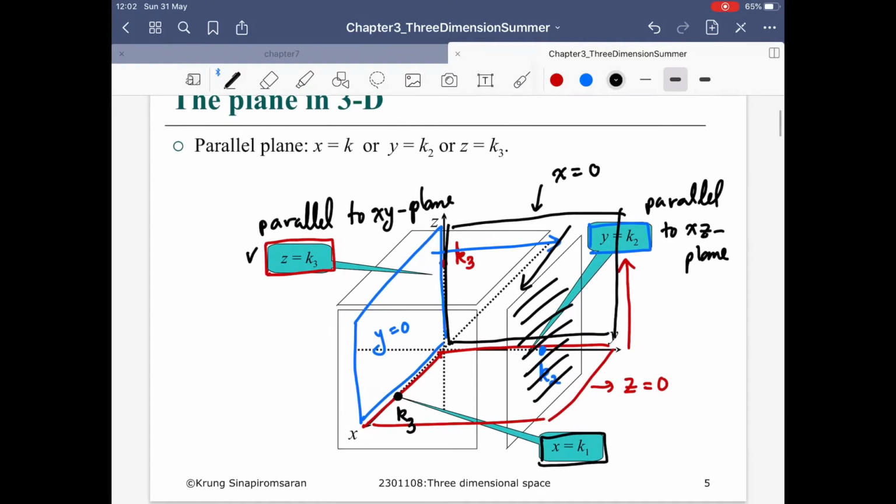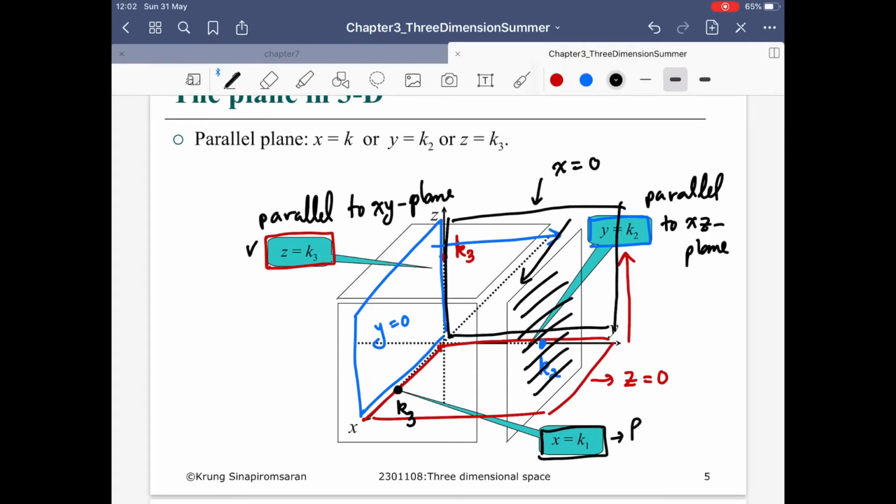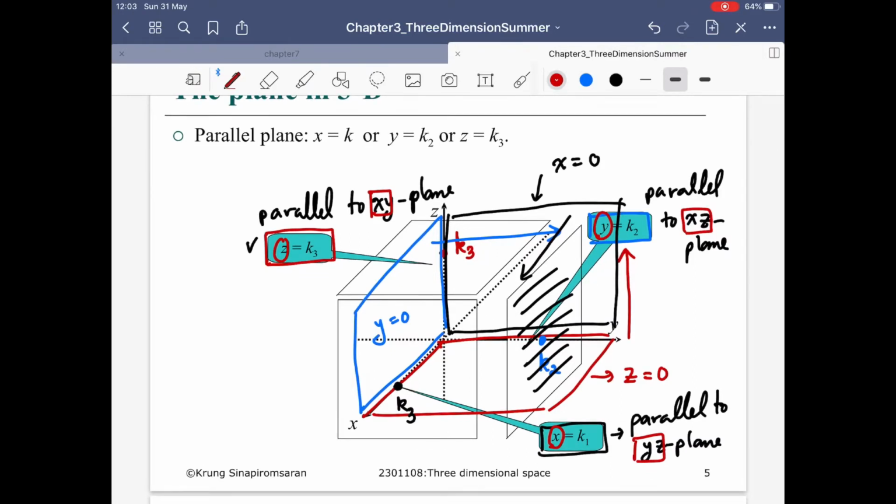And the last one, X equal, will be the one that is parallel to the YZ plane. So can you see something special on each of them? For example, the one with Y equal will be parallel to the plane that has no Y in it, and the one with Z equal will be parallel to the plane with no Z in it, and the one with X equal will be parallel to the plane which has no X in it, okay. So it looks like this. It's just a plane, or a straight sheet of paper, okay.